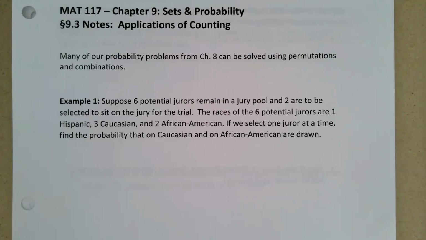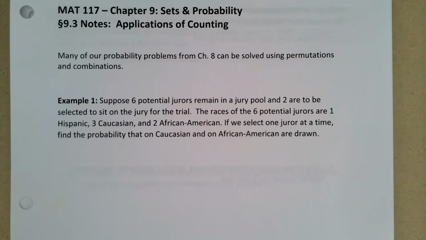So let's look at example 1. It says, suppose 6 potential jurors remain in a jury pool and 2 are to be selected to sit on the jury for the trial. The races of the 6 potential jurors are 1 Hispanic, 3 Caucasian, and 2 African American. If we select 1 juror at a time, find the probability that 1 Caucasian and 1 African American are drawn.